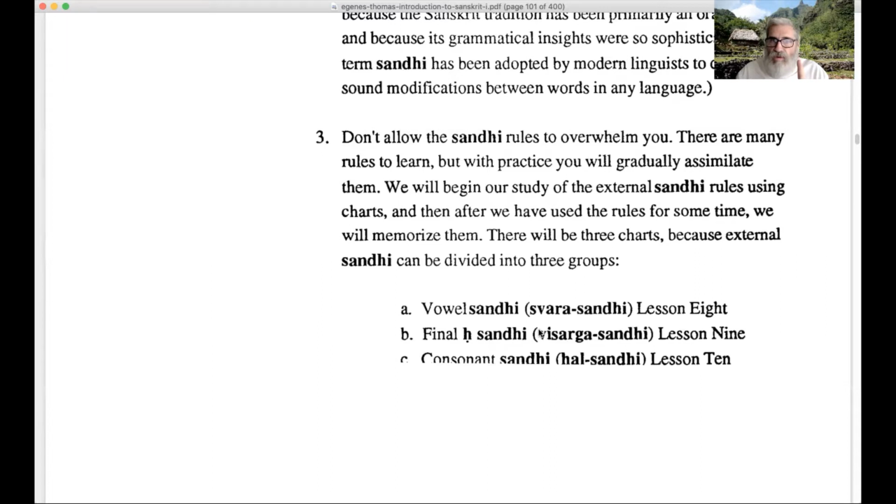There are many rules to learn, but with practice, you will gradually assimilate them. So there are rules, there are exceptions, there are all these sorts of things. But what we're going to start off with, we're going to learn some very basic rules, which are going to be very easy. So we shouldn't be afraid of them.